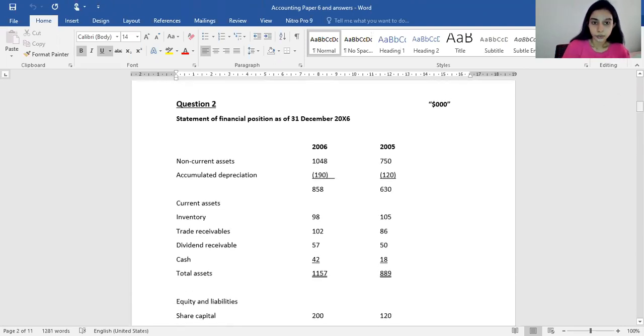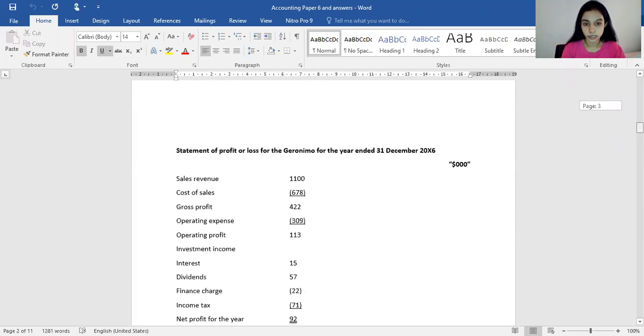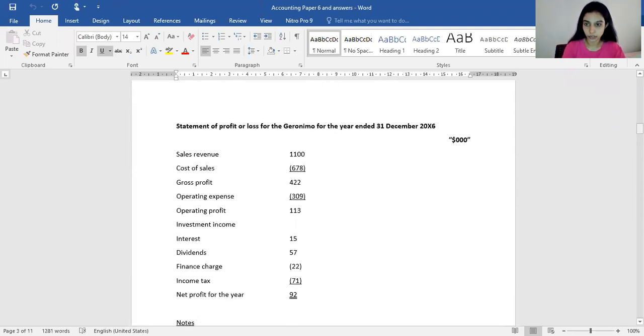So let's read off question number 2. They have given us a statement of financial position, and also they have given us the statement of profit or loss.